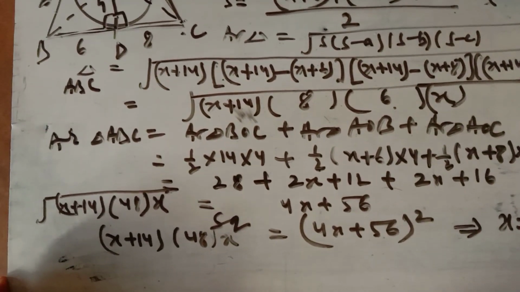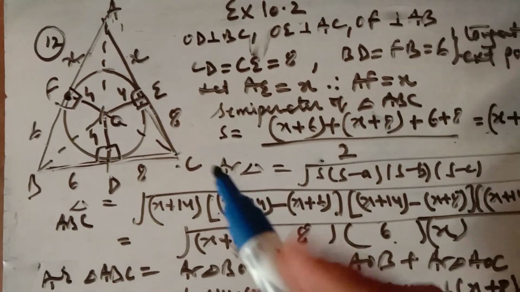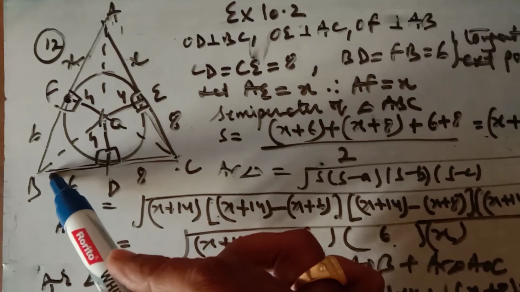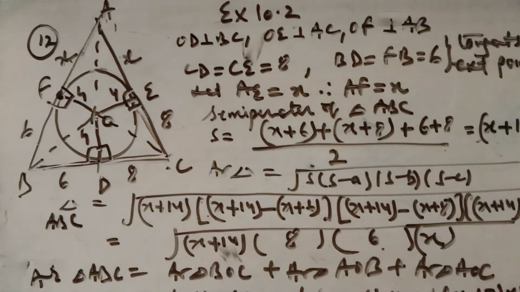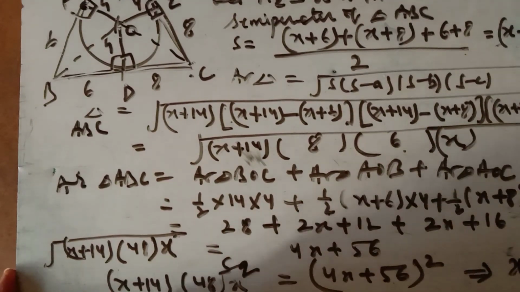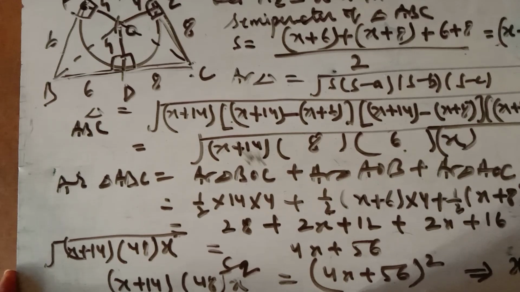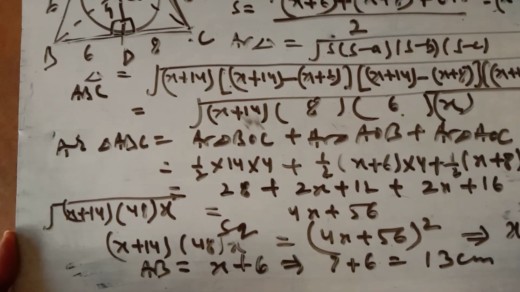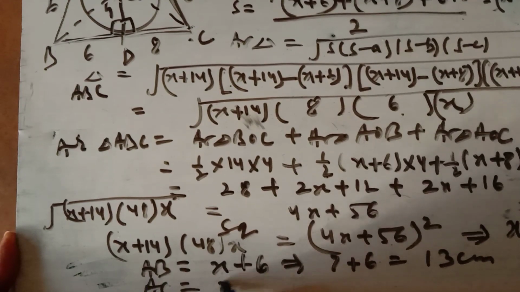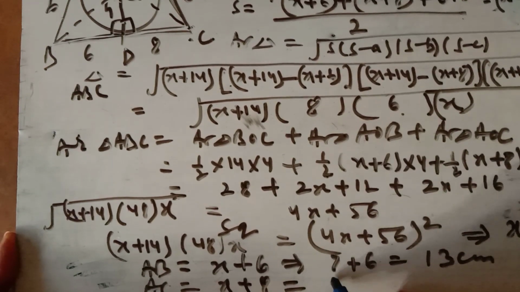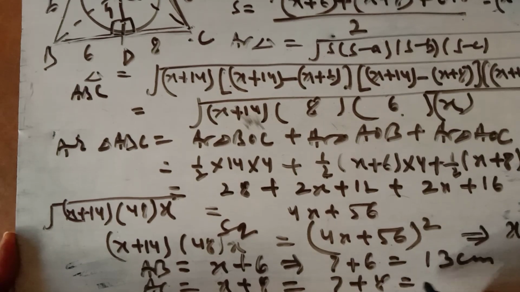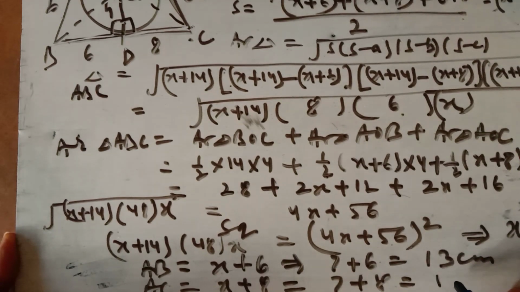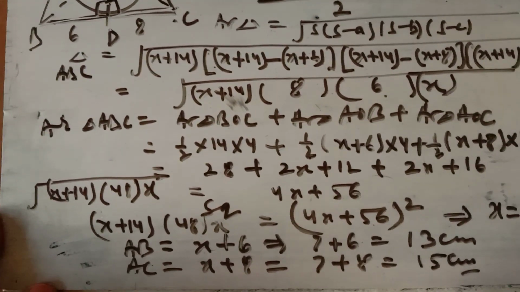Now you have to find what? You have to find AC and AB. So AB is x plus 6 and AC is x plus 8. So AB is x plus 6, which is 7 plus 6 is equal to 13 centimeter, and AC is x plus 8, which is equal to 7 plus 8, that is 15 centimeter. So this is the length of AB and AC.